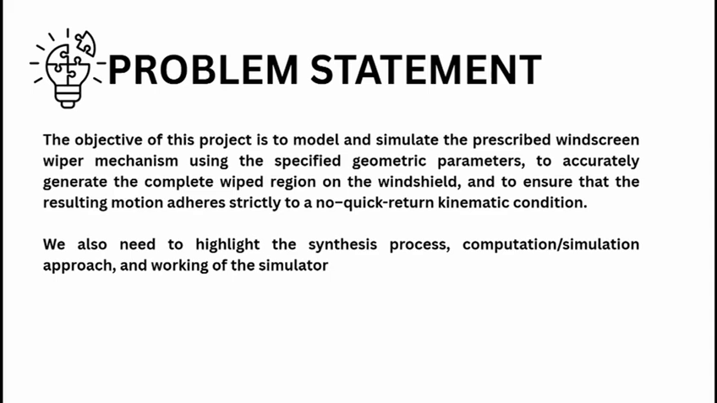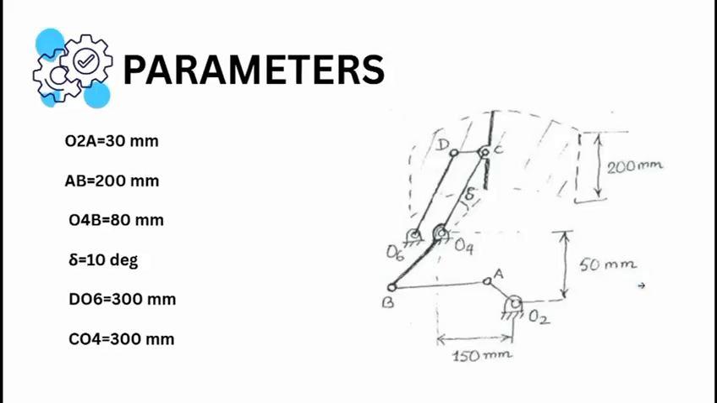Second, to ensure the mechanism strictly satisfies a quick no return kinematic condition. Why is that no quick return crucial? In this context, it means the time for the forward wiping stroke must be exactly the same as the time for the return stroke. This ensures the smooth, steady motion essential for driver visibility and safety, unlike the industrial mechanisms that often employ a fast return stroke. To validate our model, we followed a clear approach which structures our presentation.